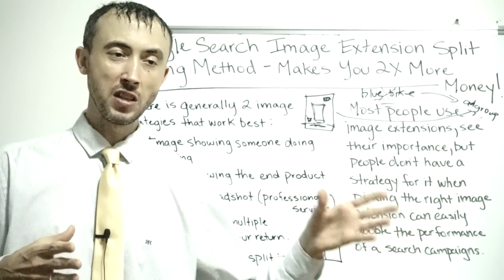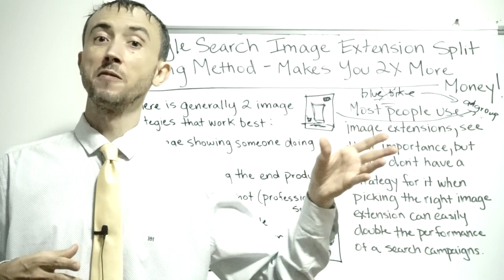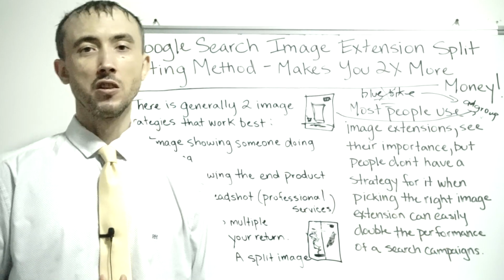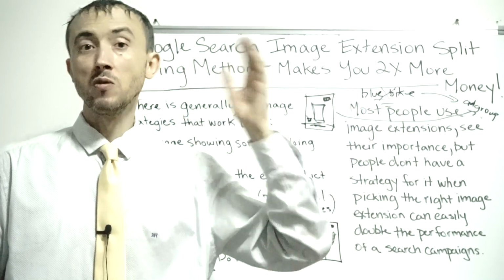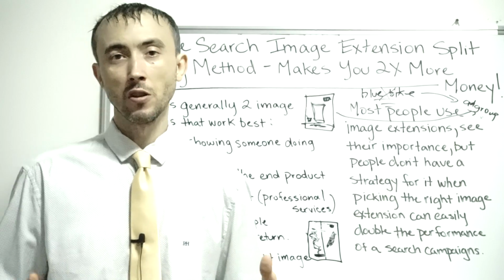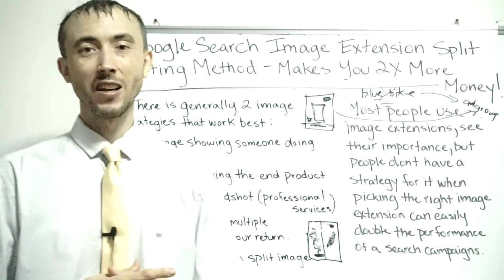And compared to your competition, who's just going to pick a random image, even if they have an image extension, you're going to have the most ideal image. You're going to crush them. Because you've done something they weren't willing to do or didn't do, you end up with twice as much money from your search ads moving forward once this is executed.